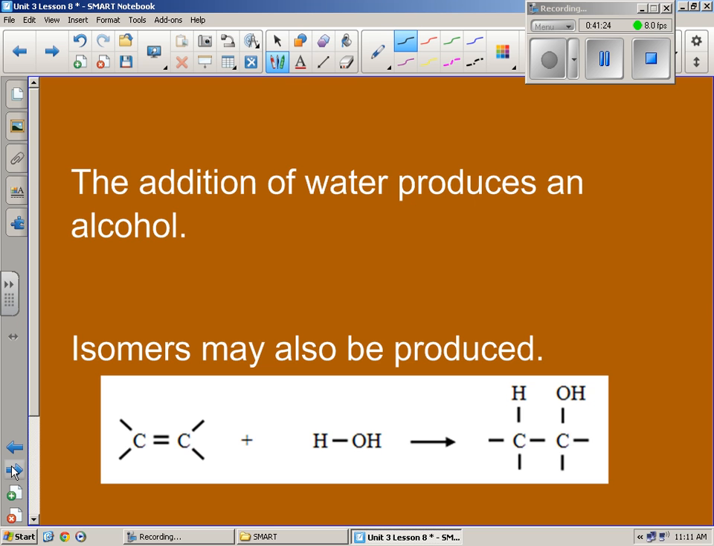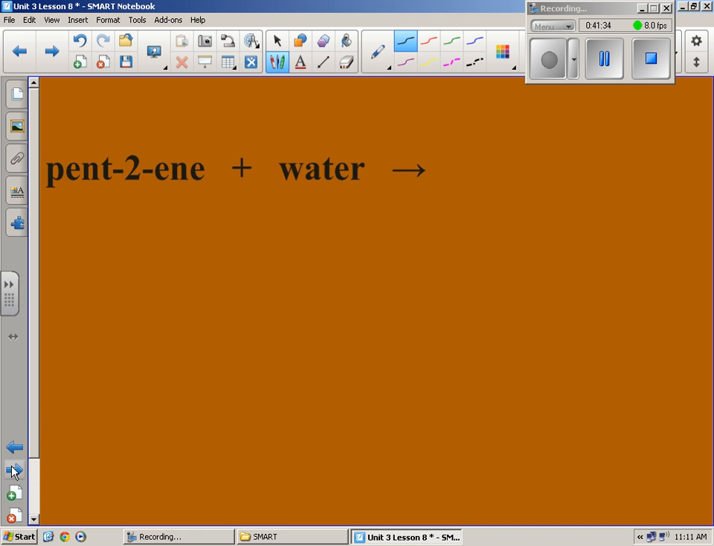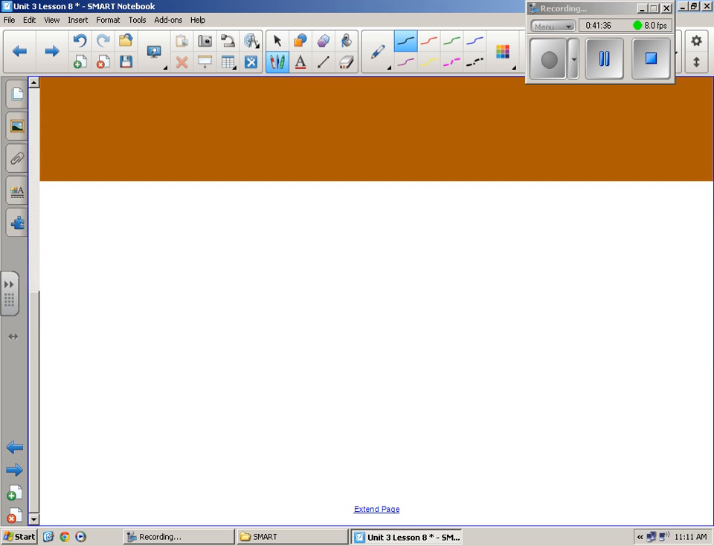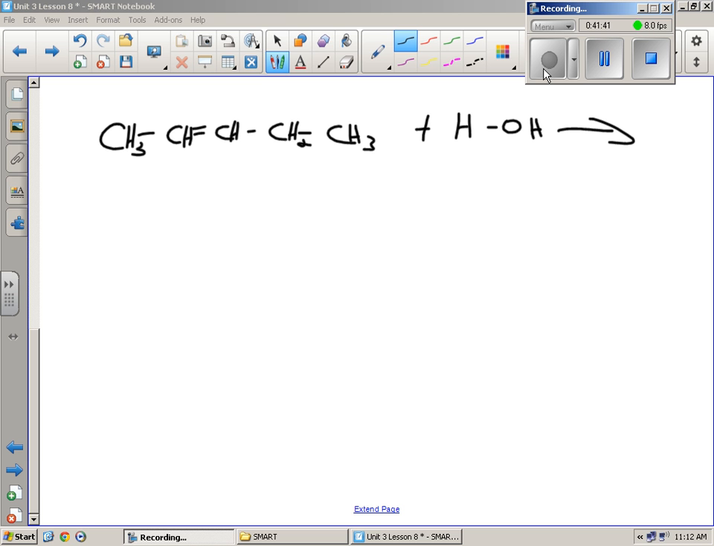2-chlorobutane. The addition of water produces an alcohol. So we can add in water to a double bond, and we can get an alcohol. So let's take a look at that one. Pentene. Let's see here. Let's let you guys do this one. Okay. So pentene looks like that. We're going to add in some water, HOH, H2O.